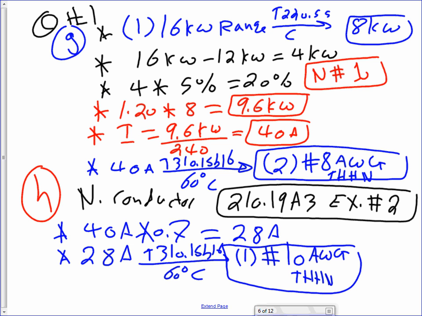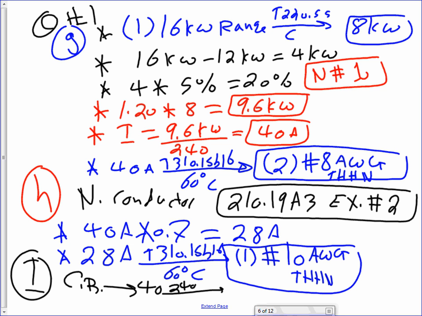We need to find the hot, right? The overcurrent protection device. So for my overcurrent protection device, here's my I. This is circuit breaker size. You take the 40 that you came up with, take it to 240.6, that'll get you a healthy 40 amps. If you came up with less than 40, you must use 40, because this range is more than 8 3/4.